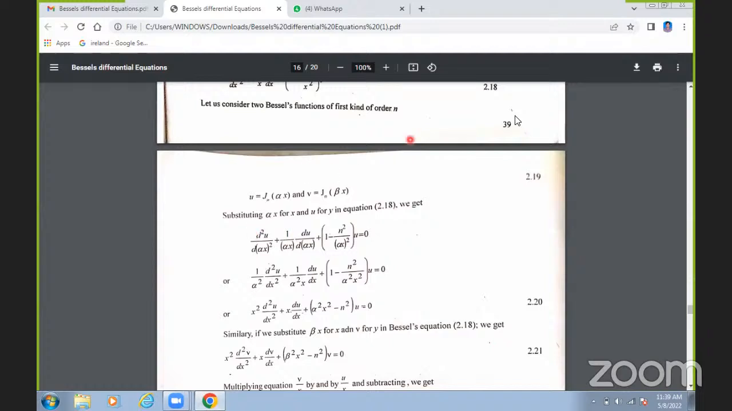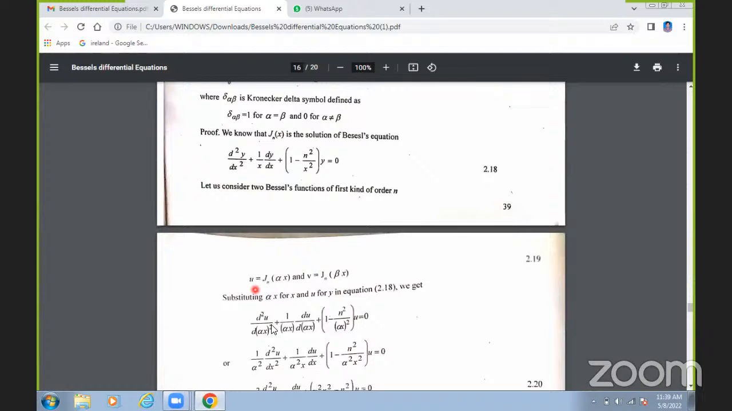So this is the Bessel's differential equation, no? d square y by dx square. In place of y, we are substituting the value of u. So it is d square u by dx square. In place of x, we have alpha x. So it is (alpha x) square plus 1 by x, 1 by alpha x into dy, in place of y, u, and in place of x, it is alpha x, plus 1 minus n square by (alpha x) whole square, into u is equal to 0.